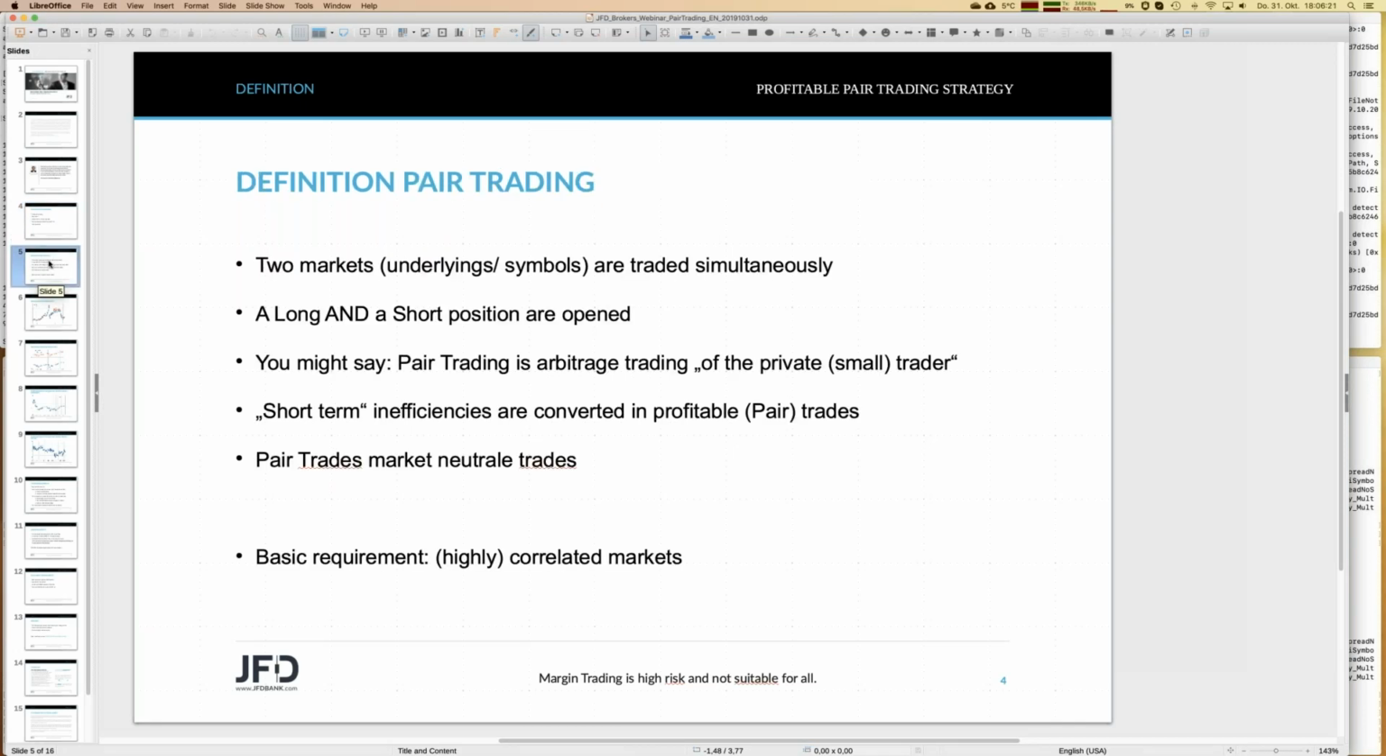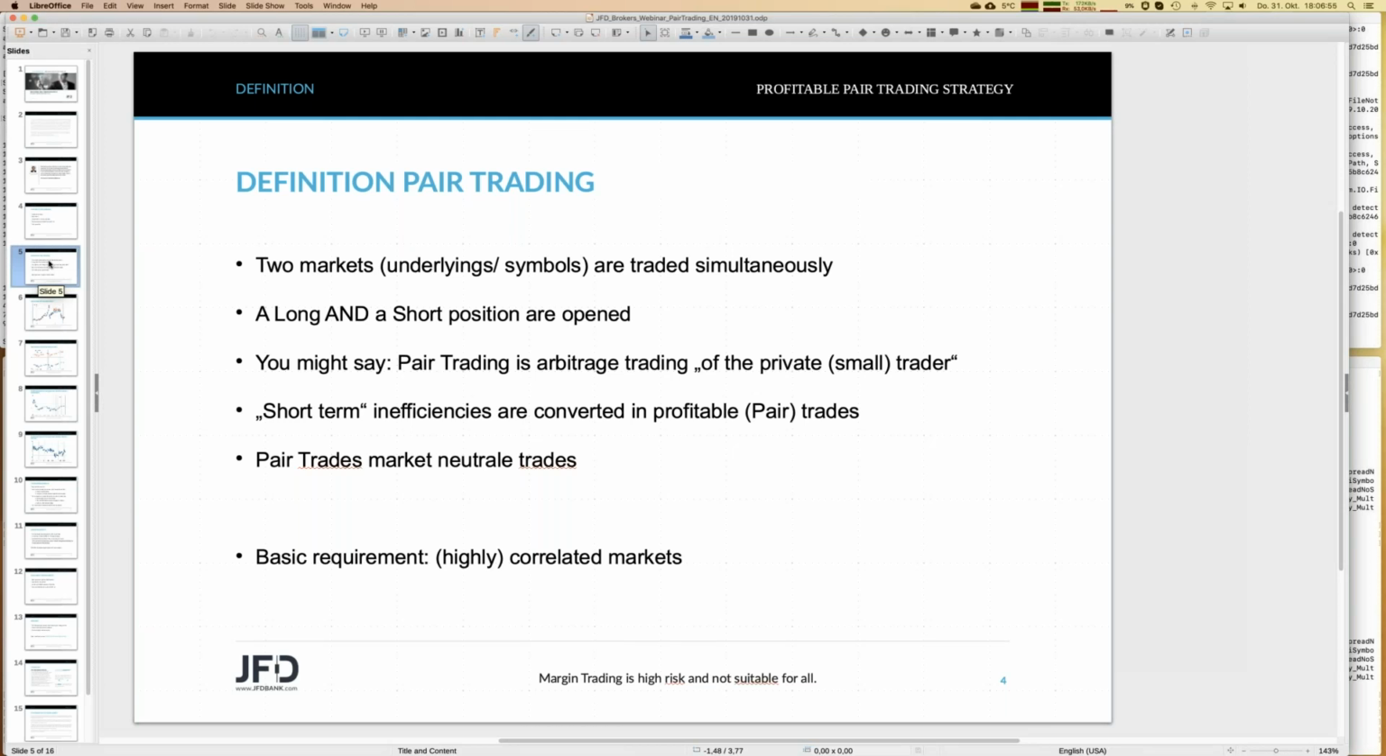So the definition, or the really base assumption about any pair trading strategy, is that we trade two markets or two underlyings, two symbols, you name it, and we trade those simultaneously. So we open two trades, and it's always that we open the one as a long trade and the other as a short trade. So that's the basic approach.